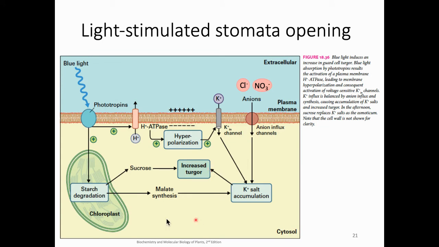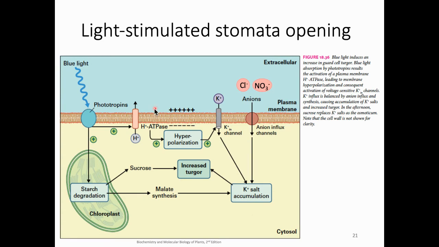Here you have cytosol in the yellow part and extracellular, or outside of the cells, in the blue part. Inside you need to have more salt and more sugar. So what blue light does is increase the concentration of both sugar, sucrose, and increase salt accumulation. And when you have the two solutes, you have more water getting into the cells and promoting swelling of the cells, and the cells will open the stomata in the middle.